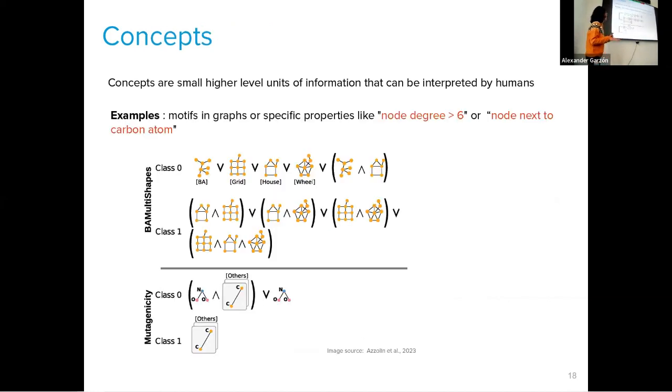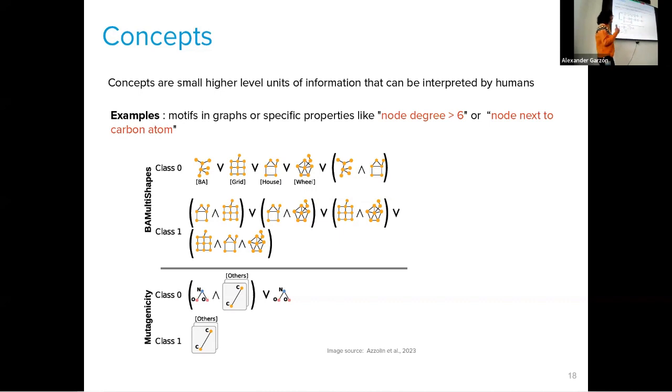Then very recently, a few papers have come up which say we will present explanations as concepts which can be understood by humans better. In graphs, these concepts could be some substructures which people can understand, maybe a community structure, or something easy to assimilate and understand, such as: this graph was classified with something because it has some house structure in it, or it has a node with degree greater than 6.